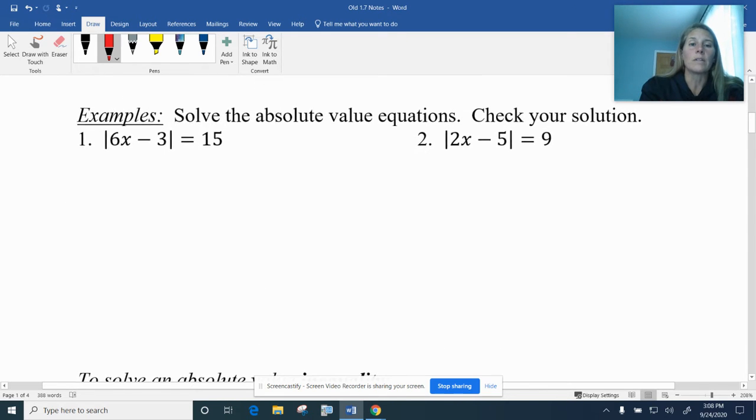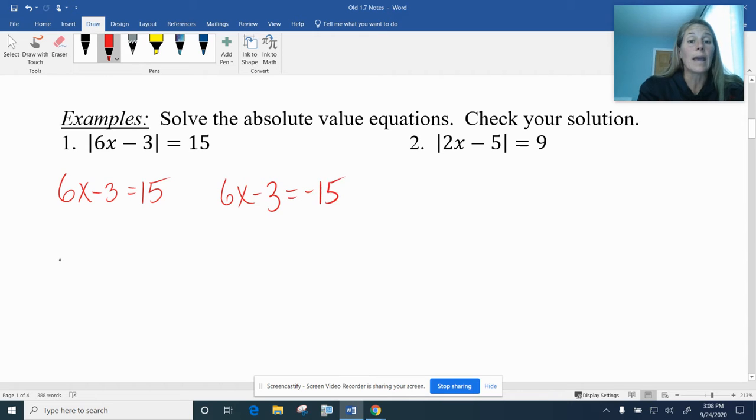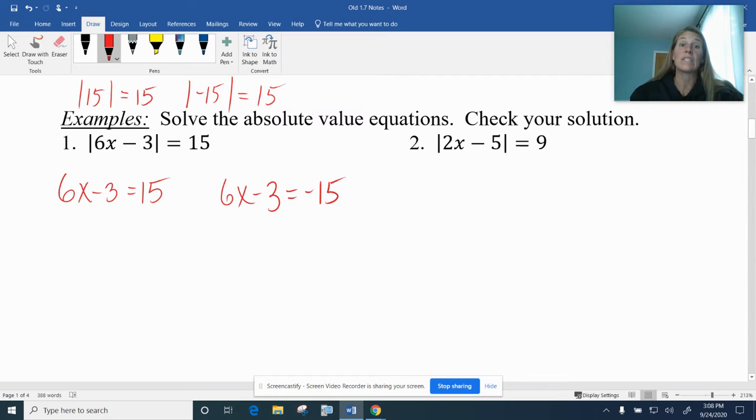So when we go to solve these two equations here, the first one, we have 6x minus 3. We always want to make sure that absolute value is isolated on one side of the equal sign before we attempt to solve it. So 6x minus 3 could be equal to 15, or 6x minus 3 could be equal to negative 15. And that's because if I had a 15 in those bars, that would come out as a 15. If I had a negative 15 in those bars, that would also come out as a 15. So both of those numbers, 15 and negative 15, have the same distance. So we don't know which of those numbers the 6x minus 3 is representing.